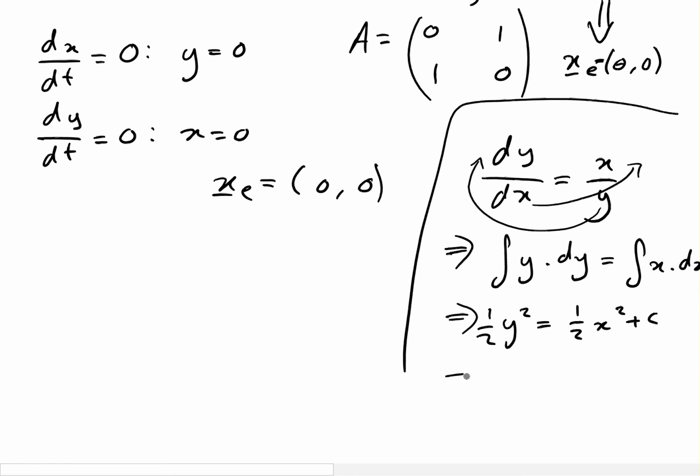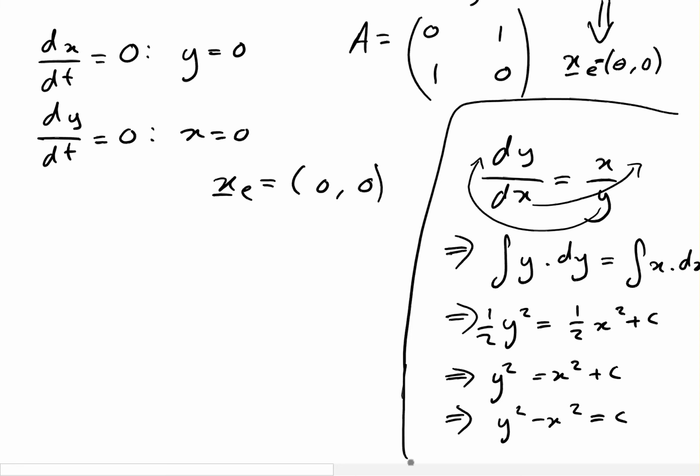Multiply everything through by 2. I end up with y squared equal to x squared plus c. This is still a constant, even if it's multiplied by 2. Then I end up with y squared minus x squared equal to c. If you wanted, you might be able to plot that directly.